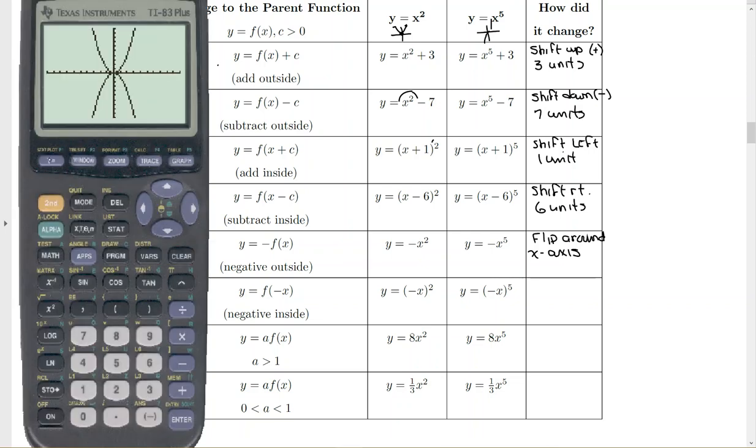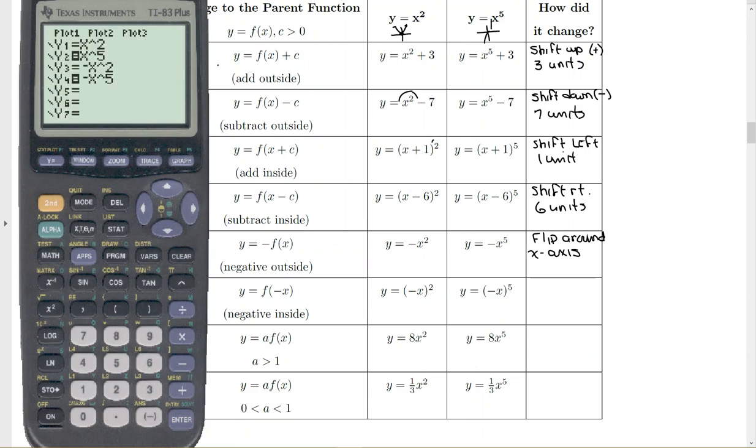All right, so let's double check with the x to the 5th now. So I'm going to put negative x raised to the 5th power. All right, so let me clear this one out, turn this one on, turn that one off. So remember, it started low, went high, and if I flip it, it's going to start high, go low. So that was a flip around the x-axis, or they'll call it a reflection around the x-axis.